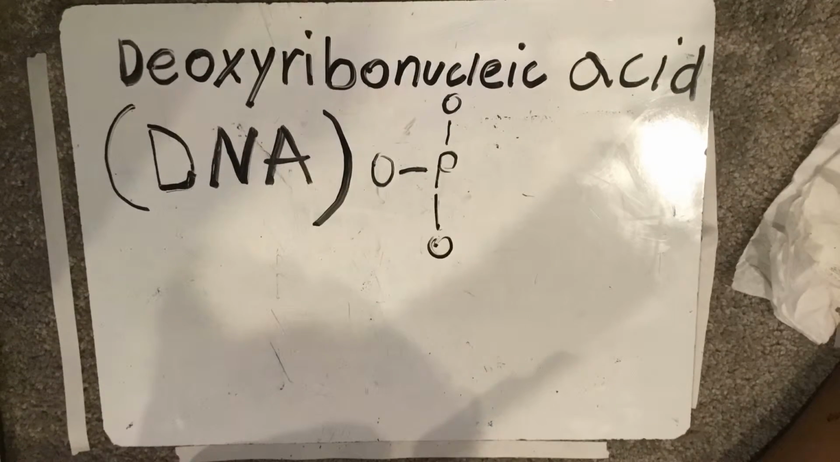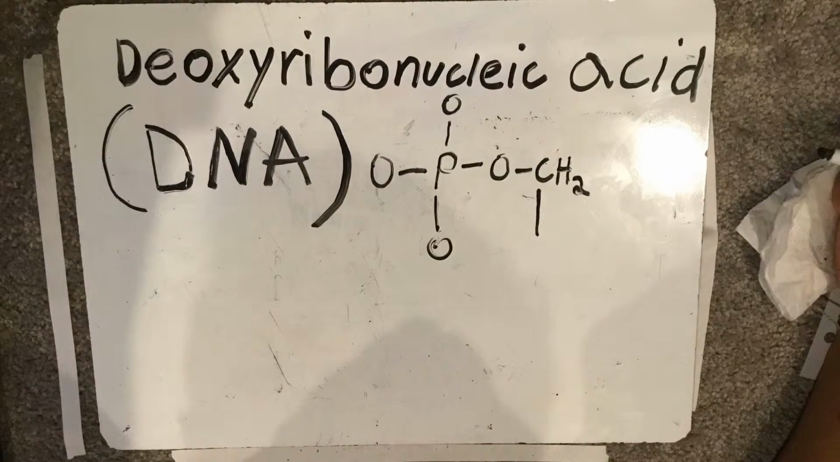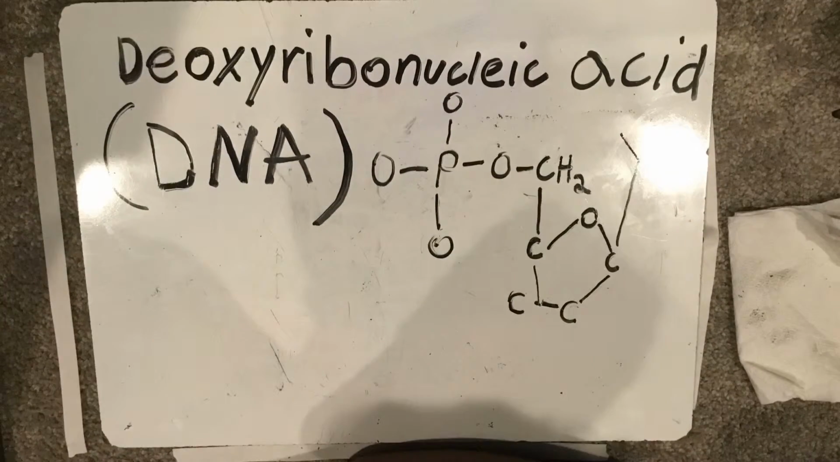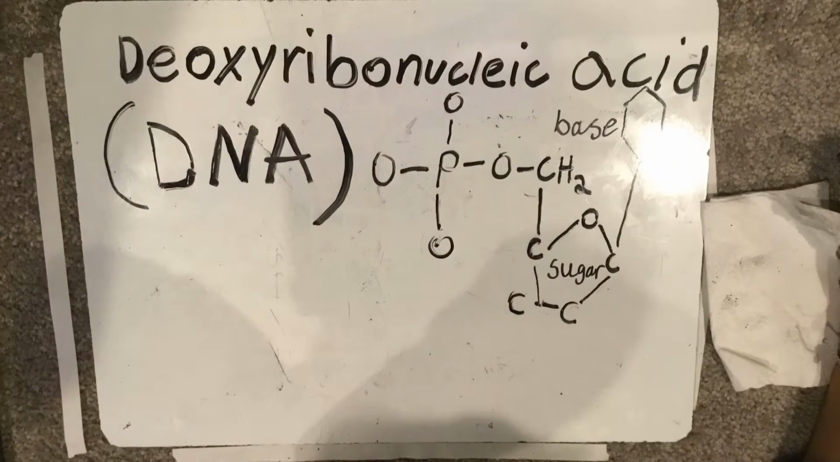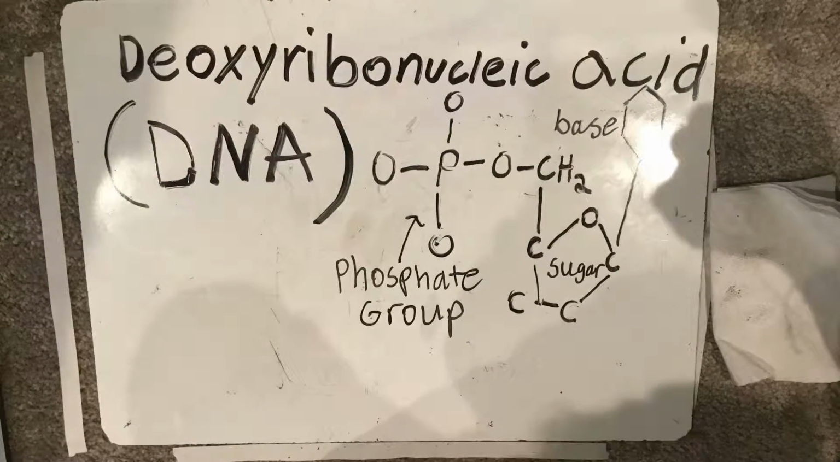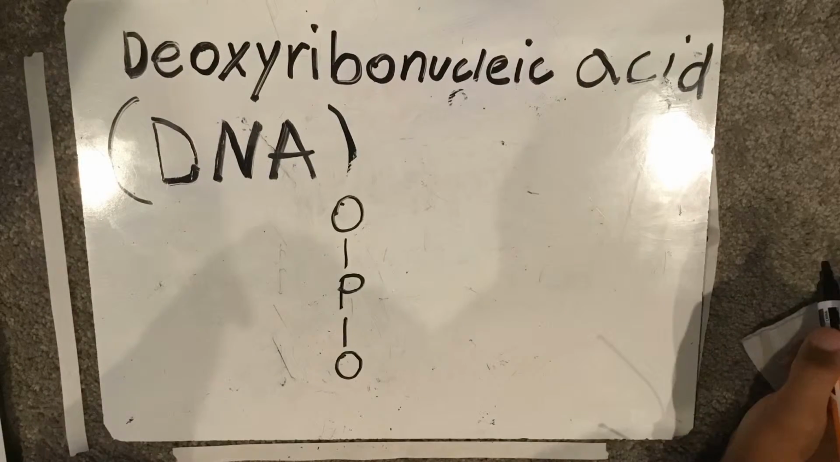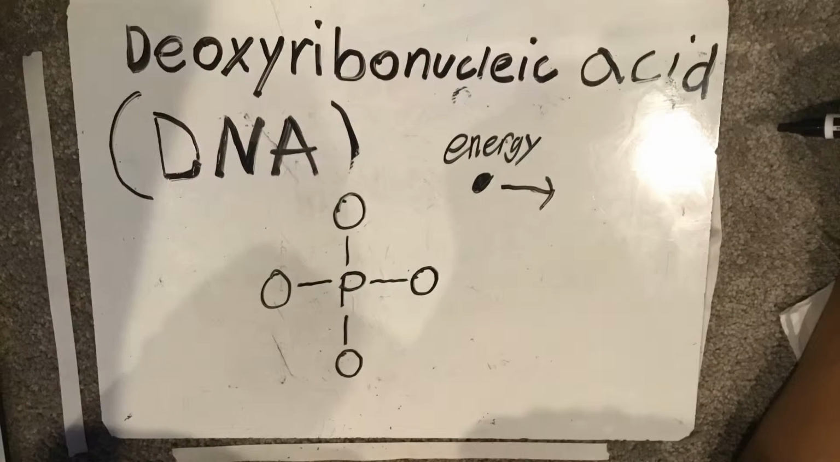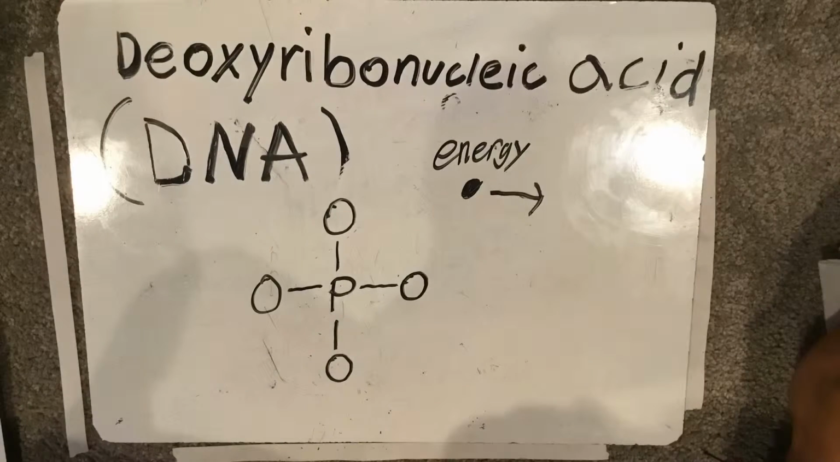DNA is made up of molecules called nucleotides. A nucleotide contains a phosphate group, a sugar group, and a nitrogen base. The first part of a nucleotide I'll talk about is the phosphate group. Its purpose is to store energy in order for polymerase to function, which we will cover soon.